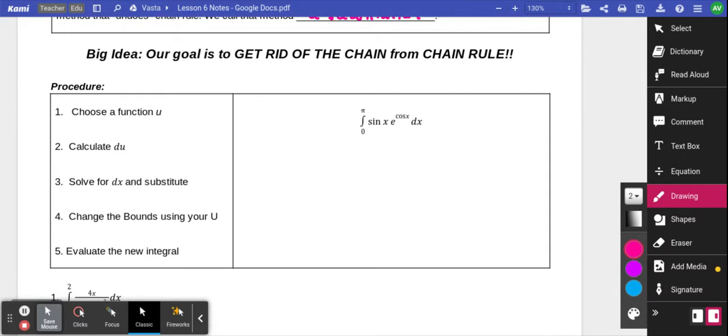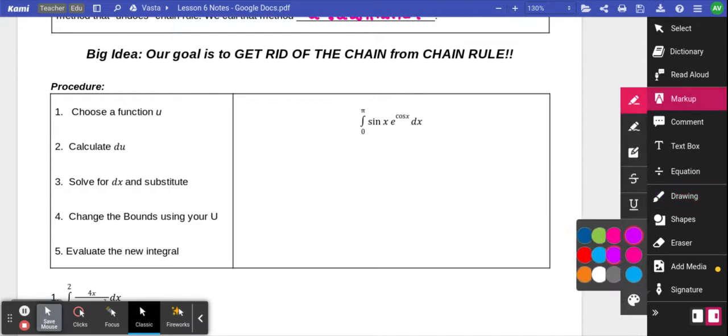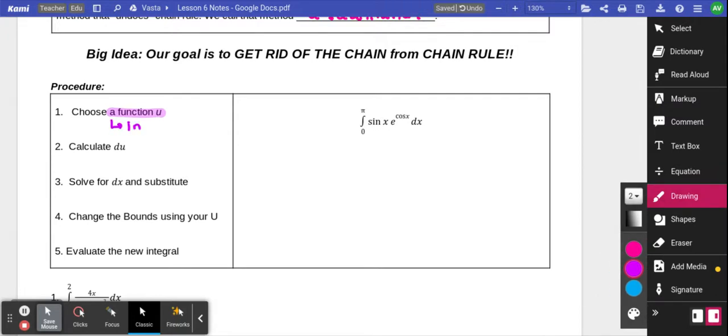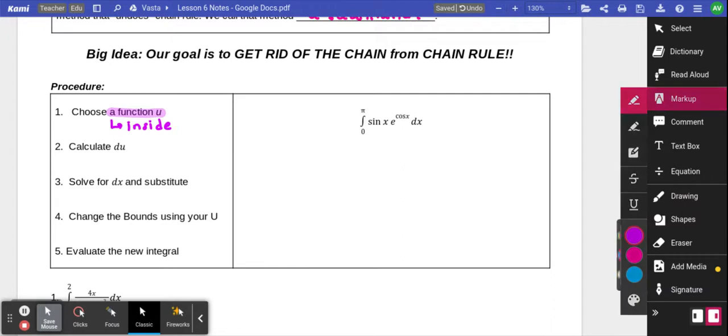The U-substitution method is just a formal way of figuring out the outside, figuring out the inside, and then undoing that by following a set of steps. Step number 1 in the U-substitution method is to choose a function u. You want your u to be the inside function, the part of the equation that would have caused the chain rule to happen in the first place.